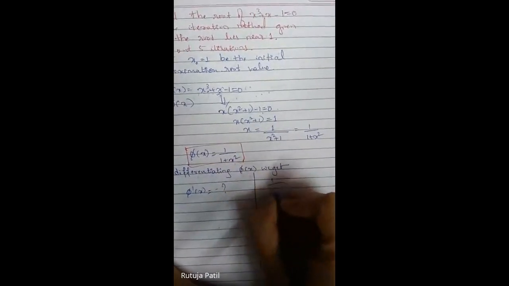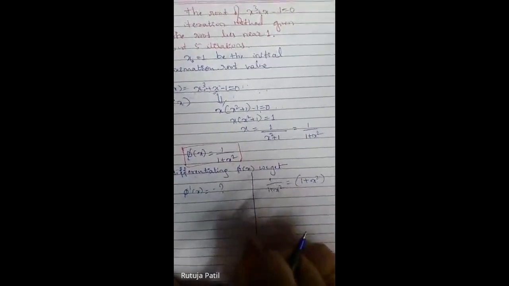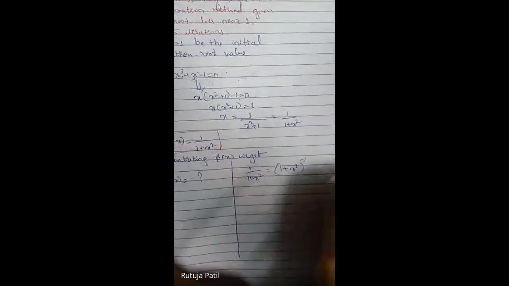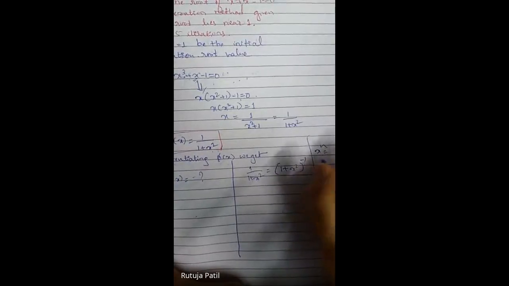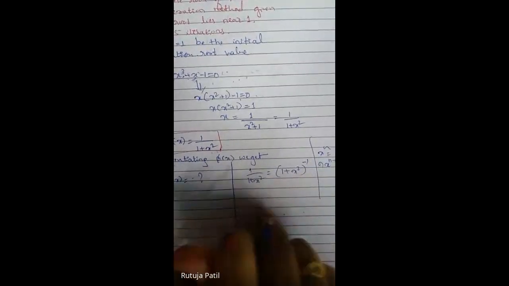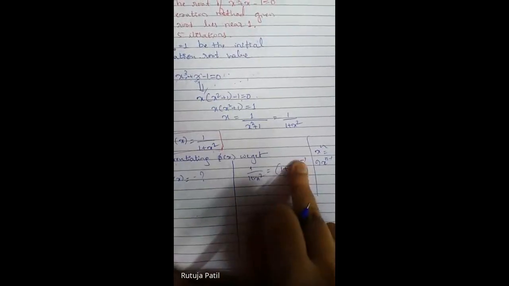See, psi of x is 1 divided by 1 plus x square. How can I write this? If I bring this term to the numerator, since it's nothing but 1 plus x square whole to the power 1, I'll get the power minus 1. Now you can see it is in the form of x to the power n, and the differentiation of x to the power n is n into x to the power n minus 1. So I can use the same thing here.